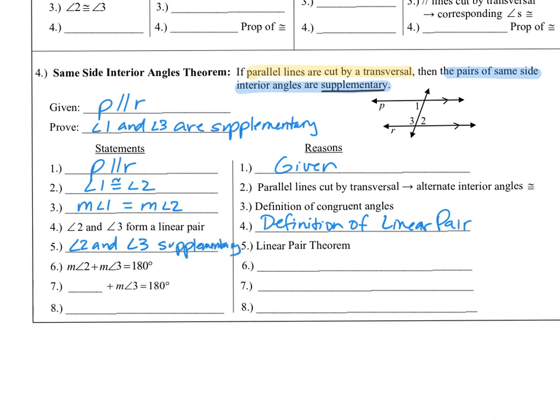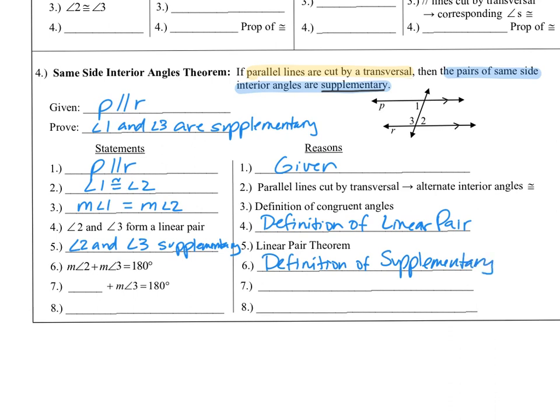Supplementary. Okay? And that's backed up by the linear pair theorem. So if 2 and 3 are supplementary, then I can say that their measures add up to 180, because they satisfy the definition of supplementary angles, which says two angles are supplementary if and only if their measures add up to 180 degrees.